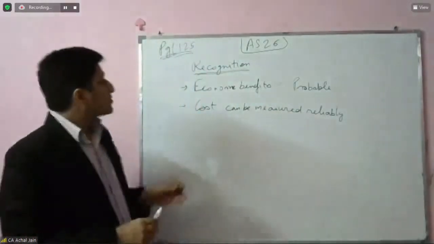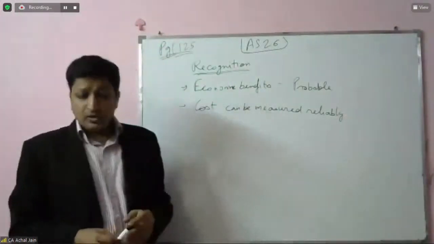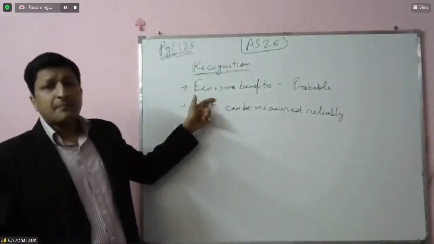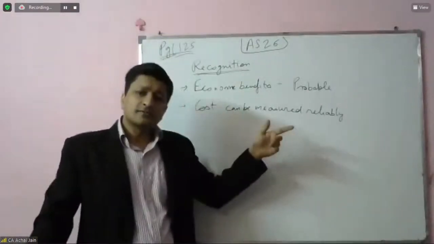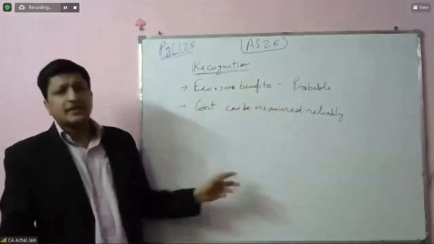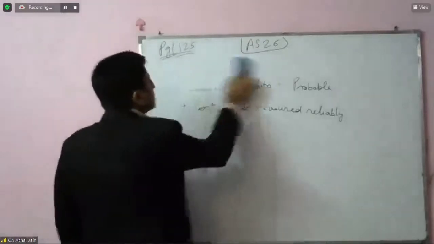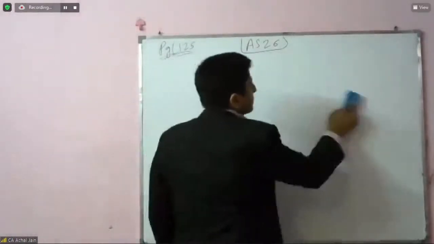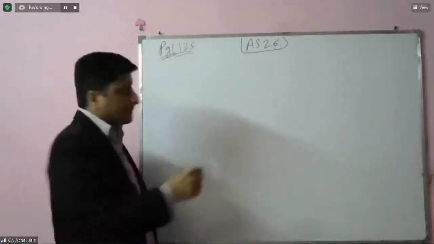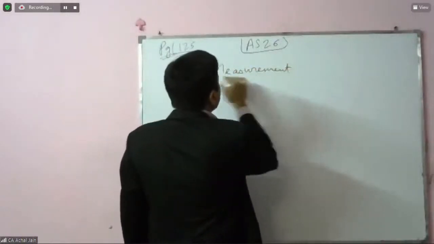Okay, so this recognition criteria which you have discussed, which actually you have explained, is going to become applicable to intangible assets also. Clear? And if you'll just go back to PP, you will find the same recognition criteria exists. Now, moving further. Measurement. So we are now discussing about the measurement criteria.